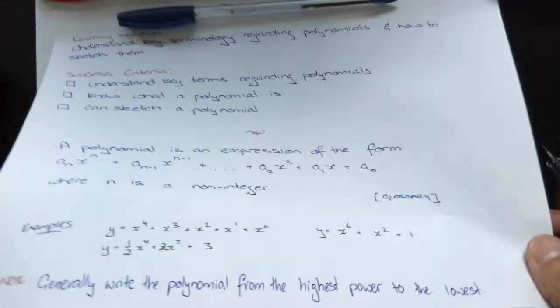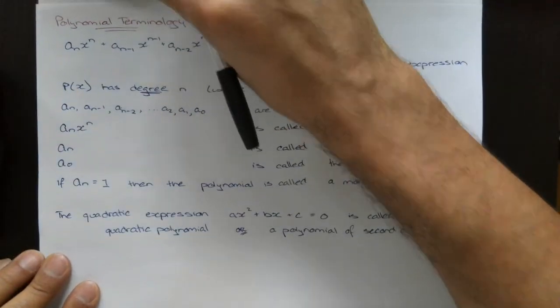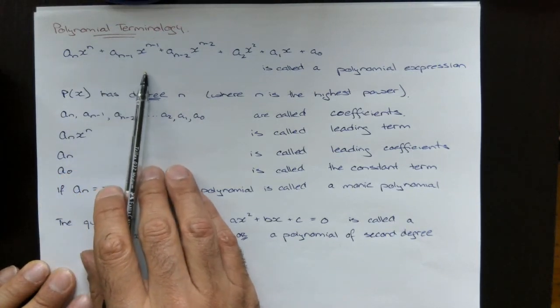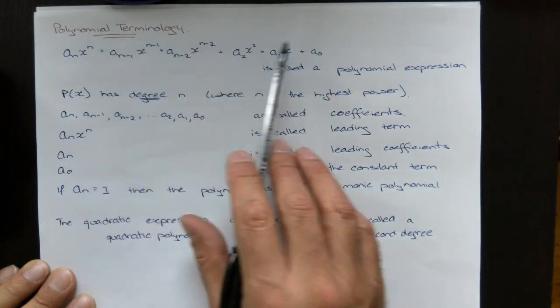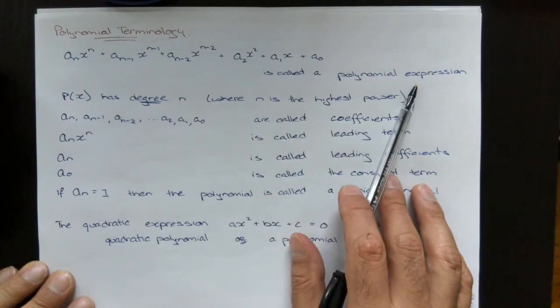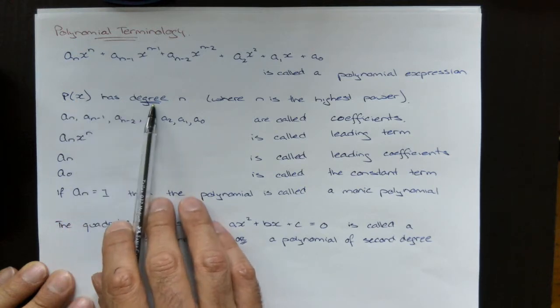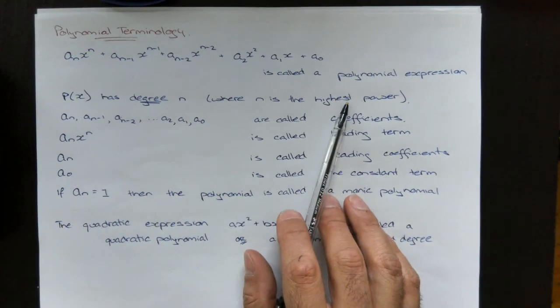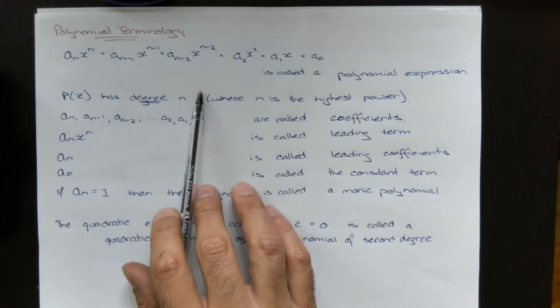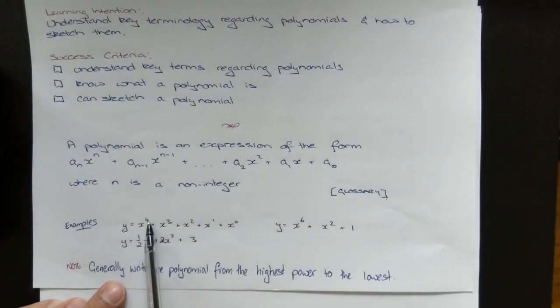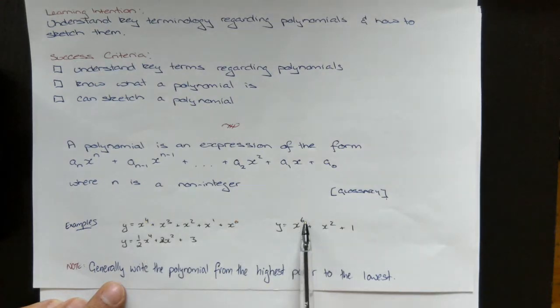Okay. Some terminology that we need to be aware of. So a_n x to the power of n, a_(n-1) x to the power of n minus 1, a_(n-2) x to the power of n minus 2, continue on, is a polynomial expression, which we've expressed. All right. So when you have P of x, this has a degree of n, where n is the highest power. So if we go back to here, the highest power is 4, so this polynomial has a degree of 4. This one is a power of 6, so this has a degree of 6.